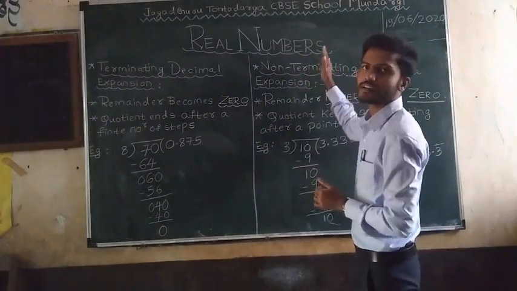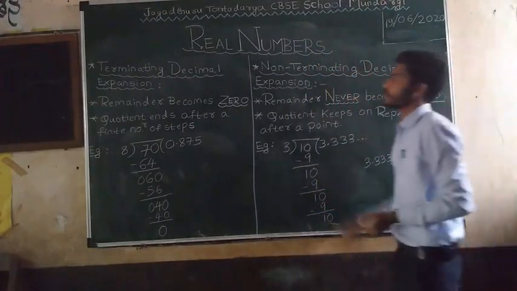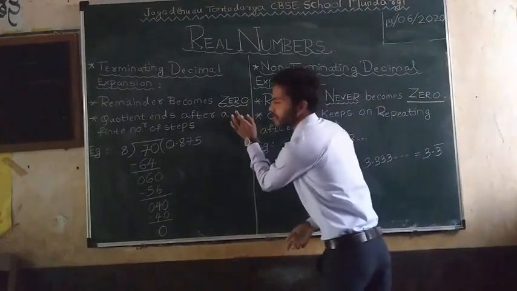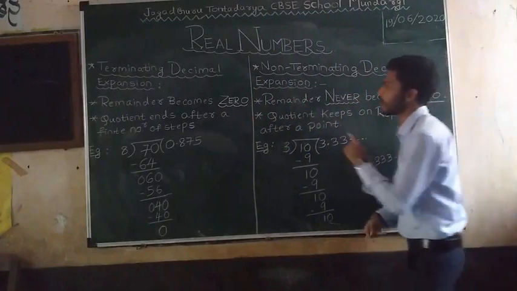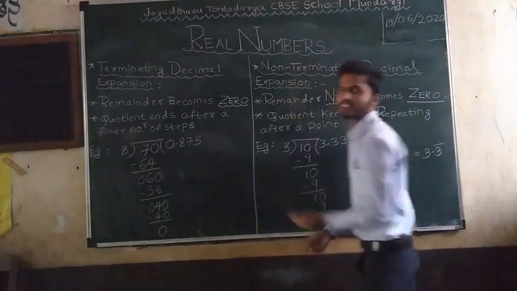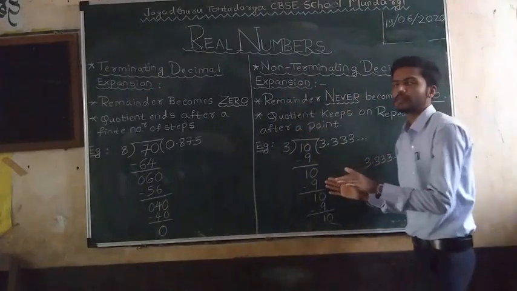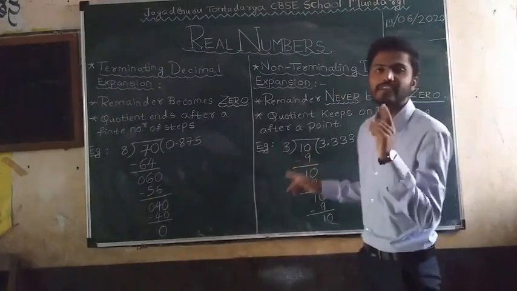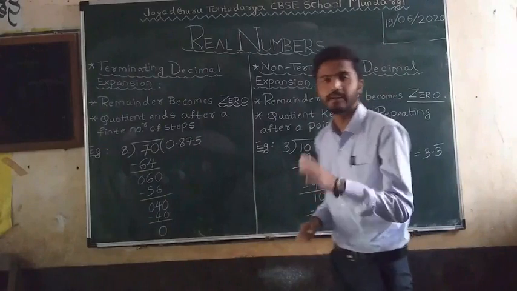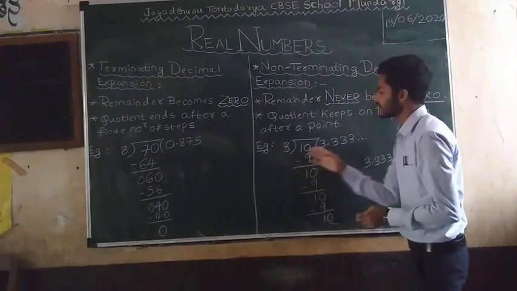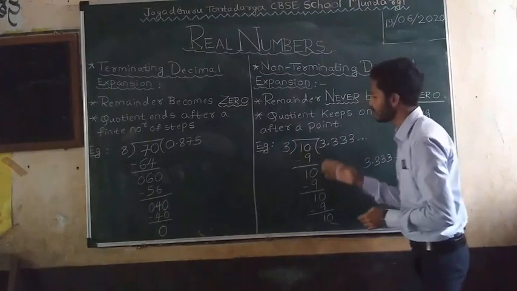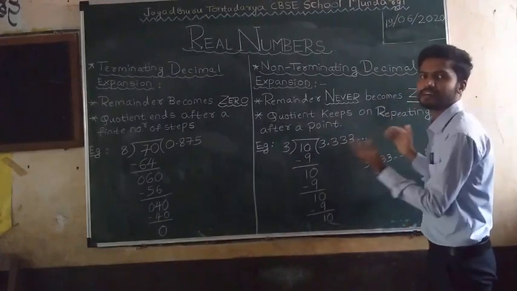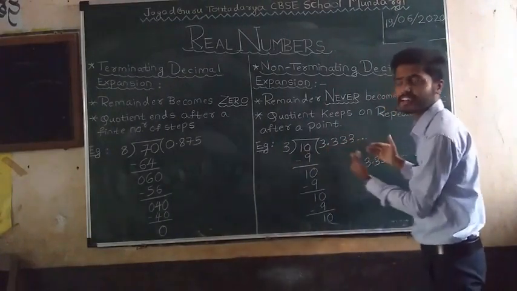Coming back to non-terminating decimal expansion. Terminating decimal expansion, its opposite is non-terminating. Here the remainder becomes 0, there the remainder never becomes 0. Here the quotient ends after a finite number of steps, and there the quotient does not end. It keeps on repeating after a point. Consider an example: 1 divided by 3. 10 divided by 3, we get the quotient as 0.333 and so on. It keeps on repeating, or else it keeps on recurring.